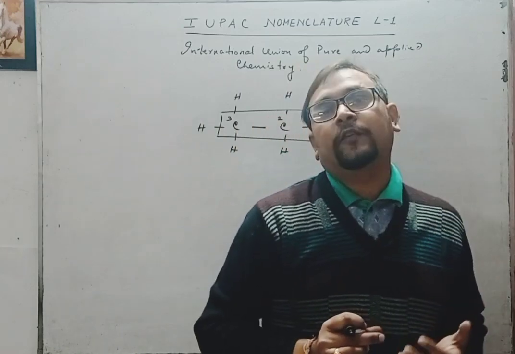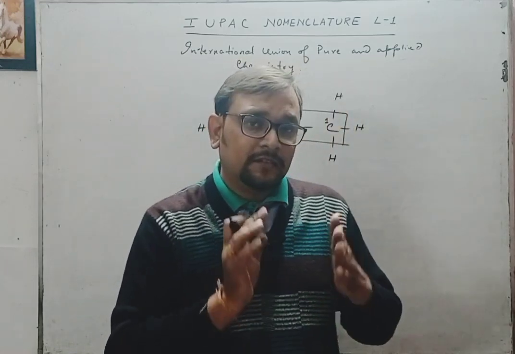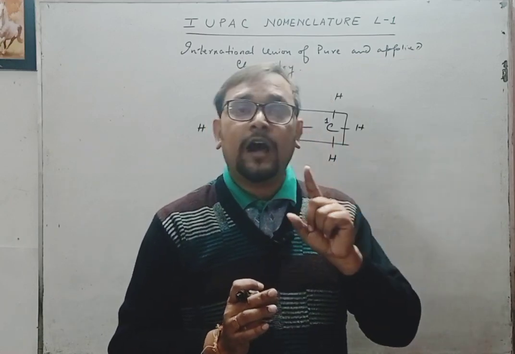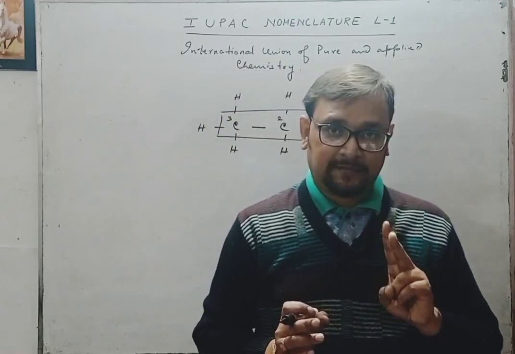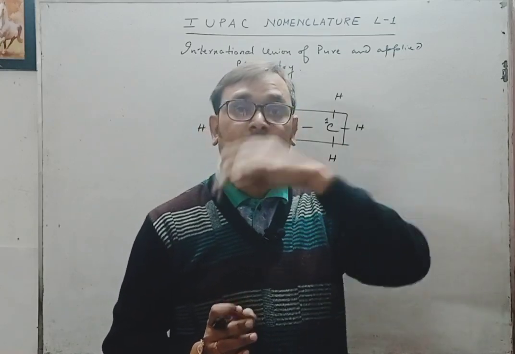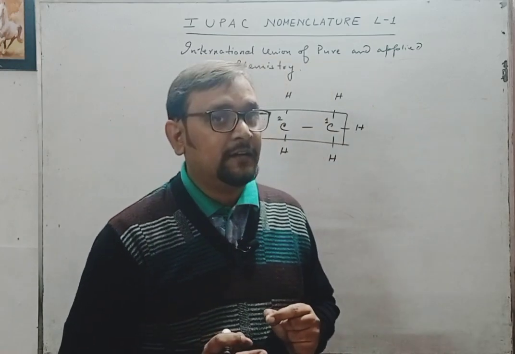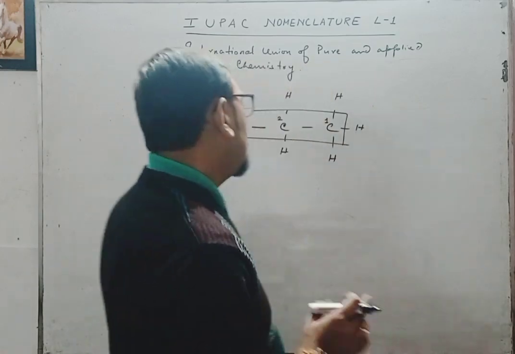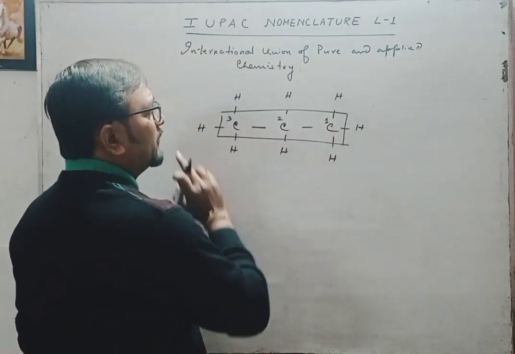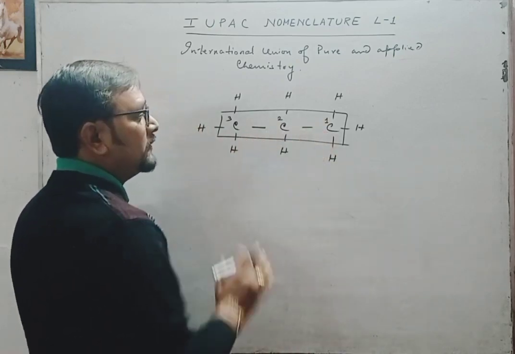Now there is a rule for selecting the longest chain. You have to select the longest chain in such a way that no carbon should be counted twice. You cannot count any carbon twice, there is no question of coming back. So like that you have to select the longest chain. Here 1, 2, 3, because this is a very simple compound, you can see here. So 1, 2, 3, this is the longest chain.